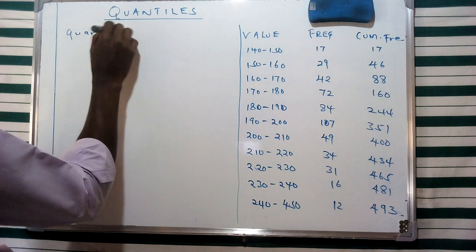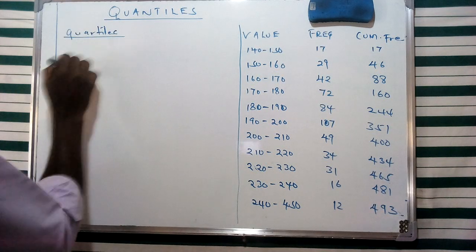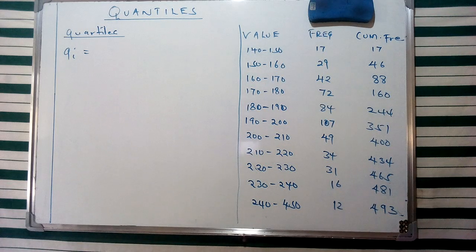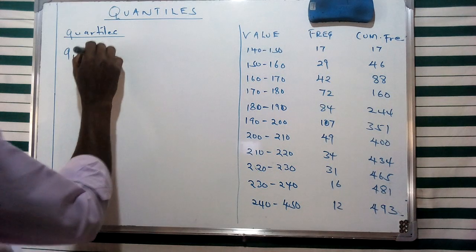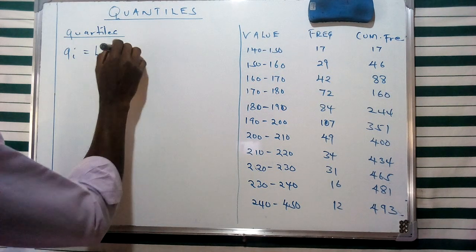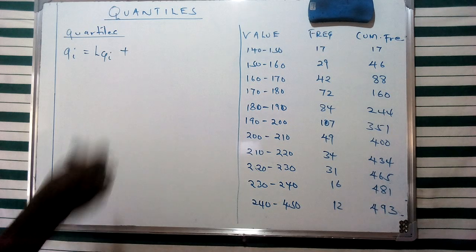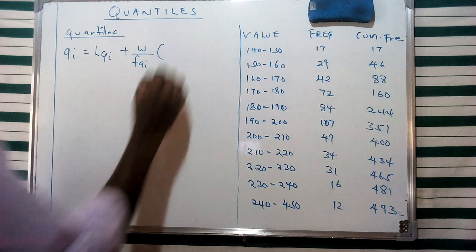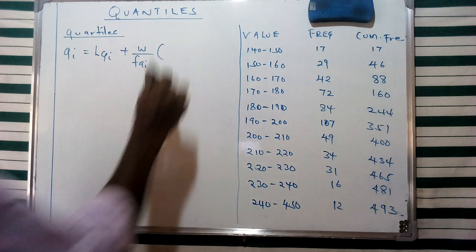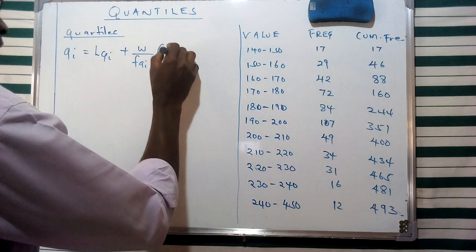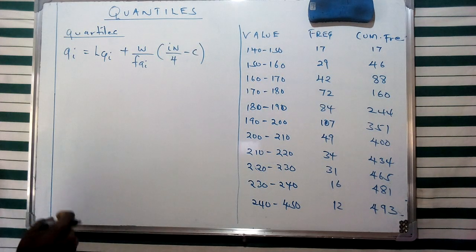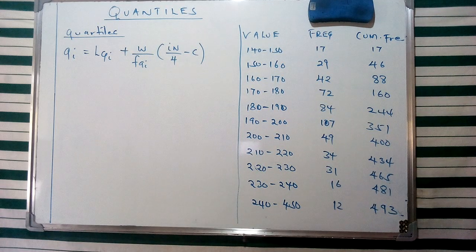In this case, we can start with the quartiles. We have said that we can find the ith quartile by using this specific formula: Qi is given as the lower class boundary of the quartile class, plus the class size w over the frequency of the quartile class, multiplied by the number of observations divided by 4, minus the cumulative frequency of the class preceding the quartile class, given as C.